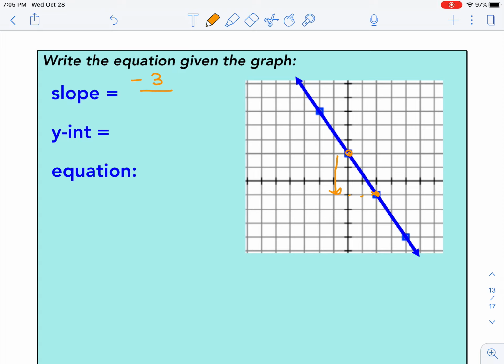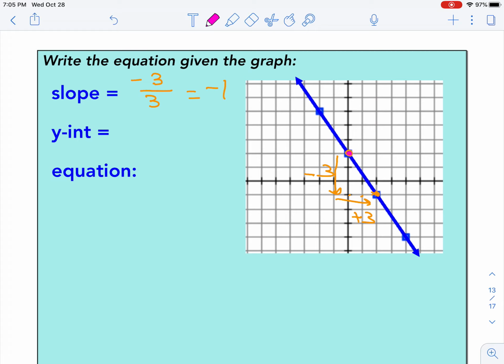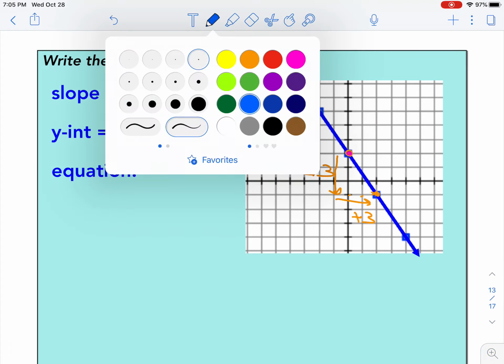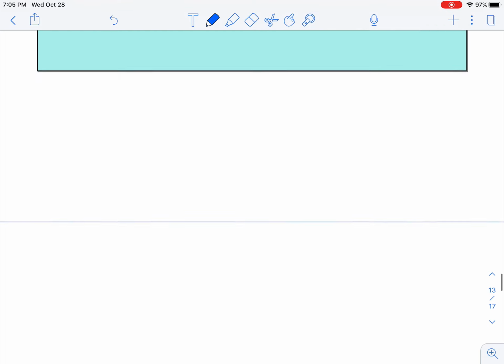How far are you going over? 1, 2, 3 spaces. You're going to the right, so it's positive. This was negative, so you get -3 over +3, so your slope is -1. What is your y-intercept? Well, I used it for one of my points, and my y-intercept is 2. So now when I write the equation of that line, it would be y equals negative 1x plus 2, or simply y equals negative x plus 2.